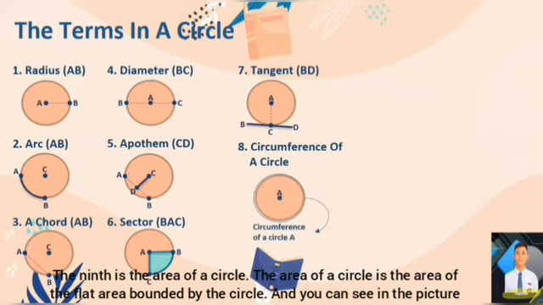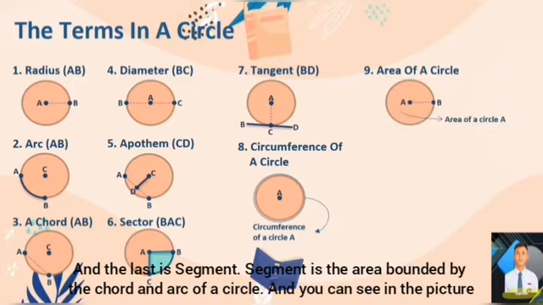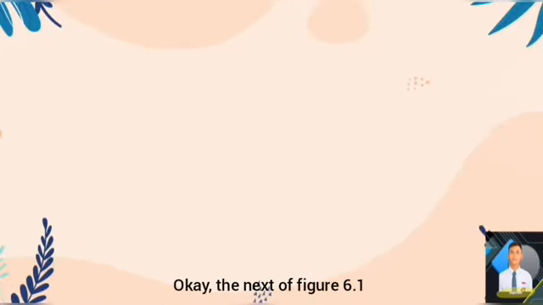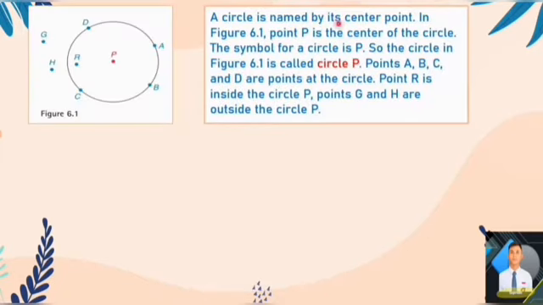The ninth is area of a circle. Area of a circle is the flat area bounded by the circle, and you can see in the picture. And the last is segment. Segment is the area bound by the chord and arc of a circle. Okay, the next, for figure 6.1, a circle is named by its center point. In figure 6.1, point P is the center of the circle. The symbol for a circle is ⊙P, so the circle in figure 6.1 is called circle P.